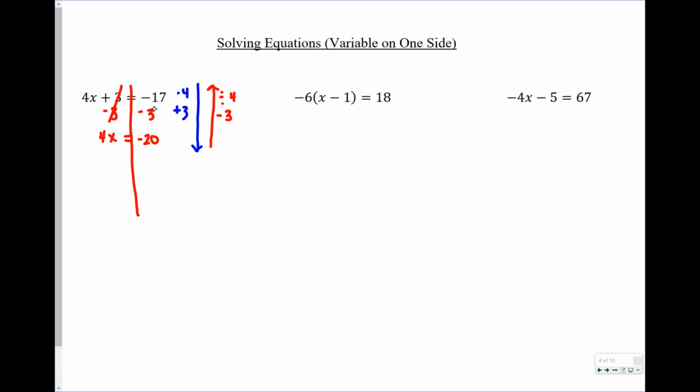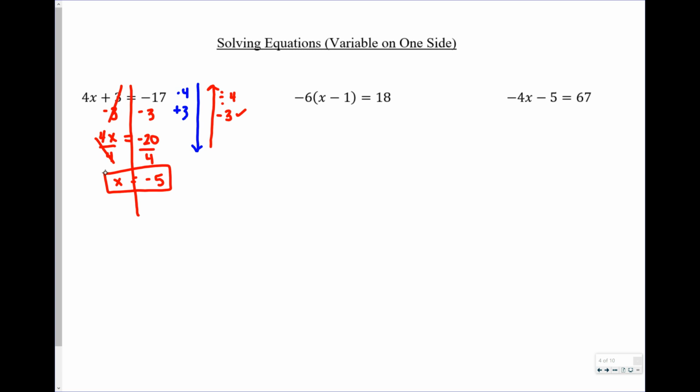The next step says divide by 4. So I did that step. Now I'm going to divide both sides by 4. And I get x equals negative 5. If I were to plug this back in and check, I would see that that answer is true. I'm not going to do that on the video because it would take too long.